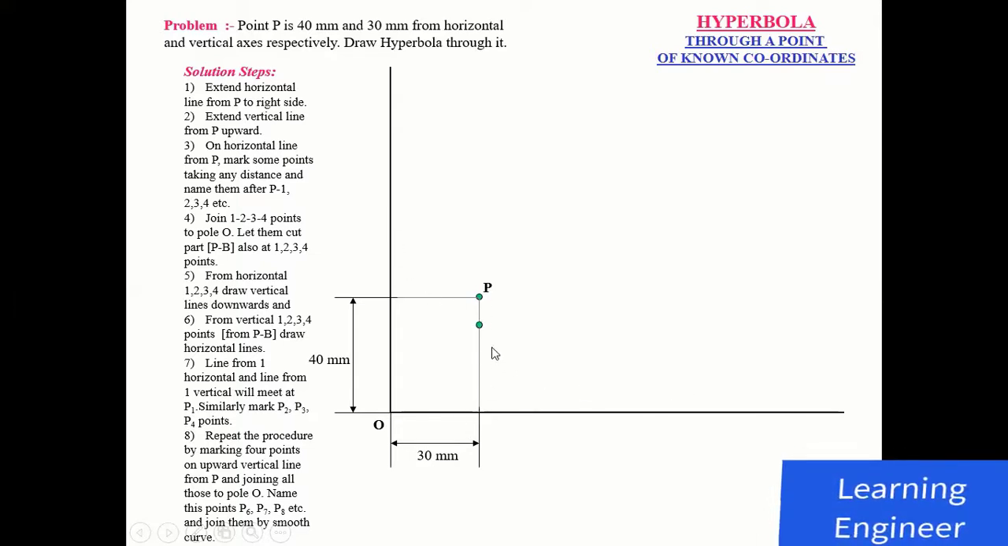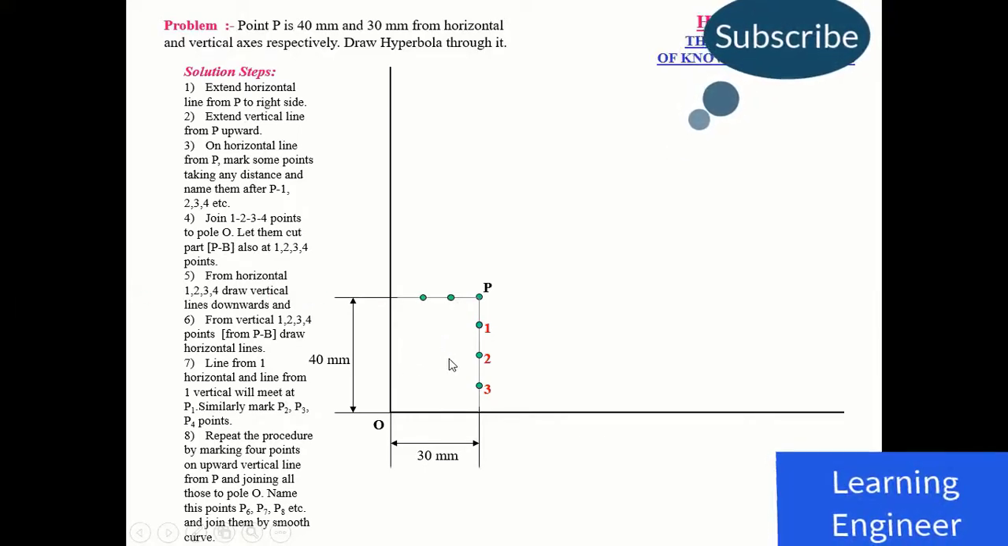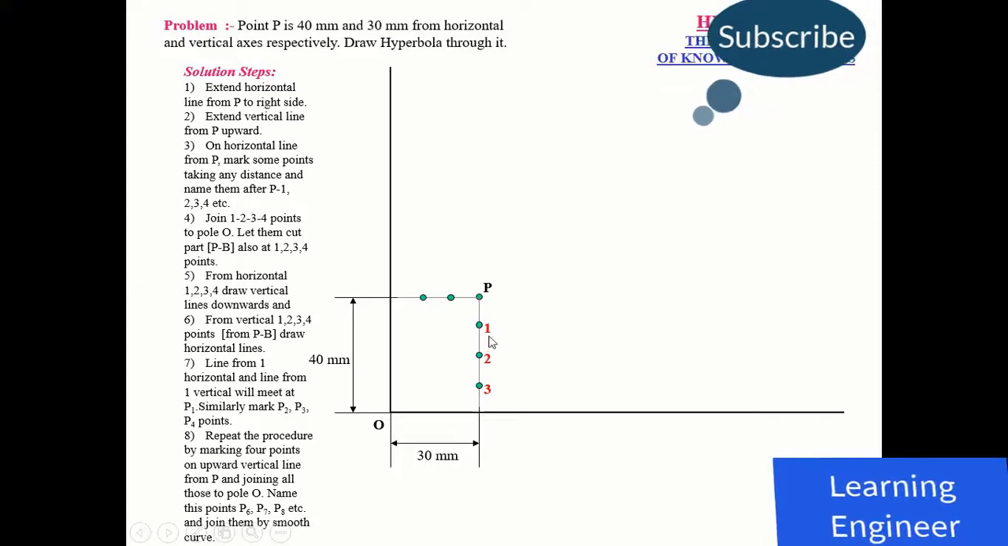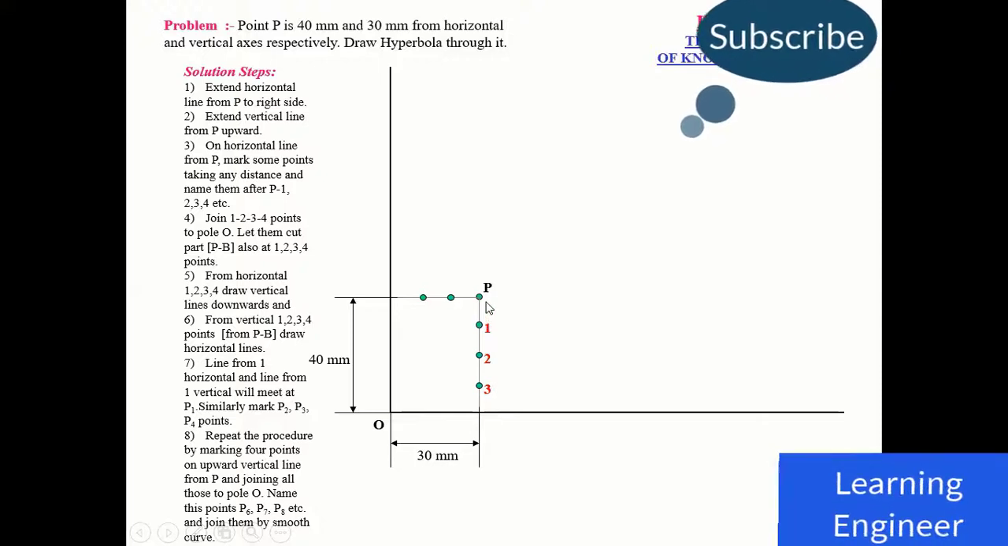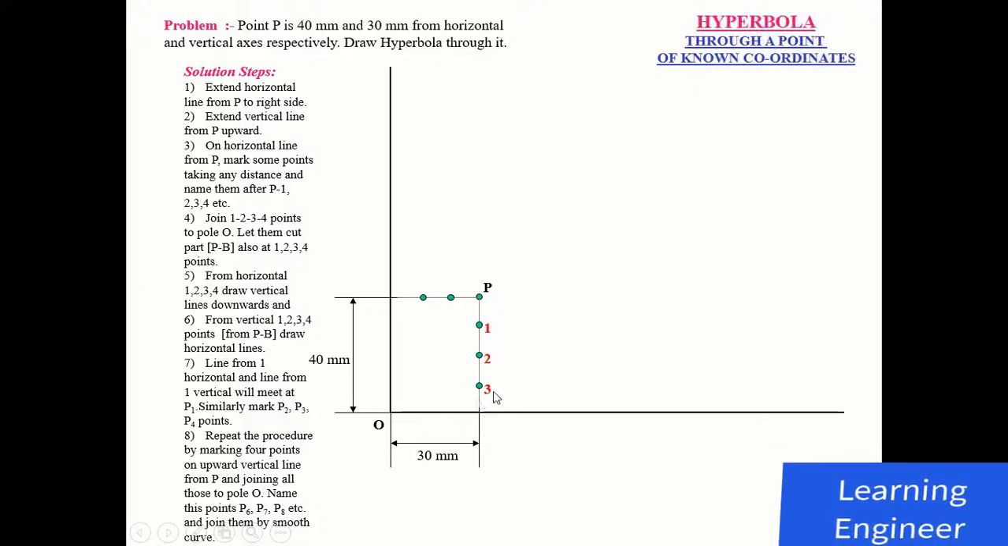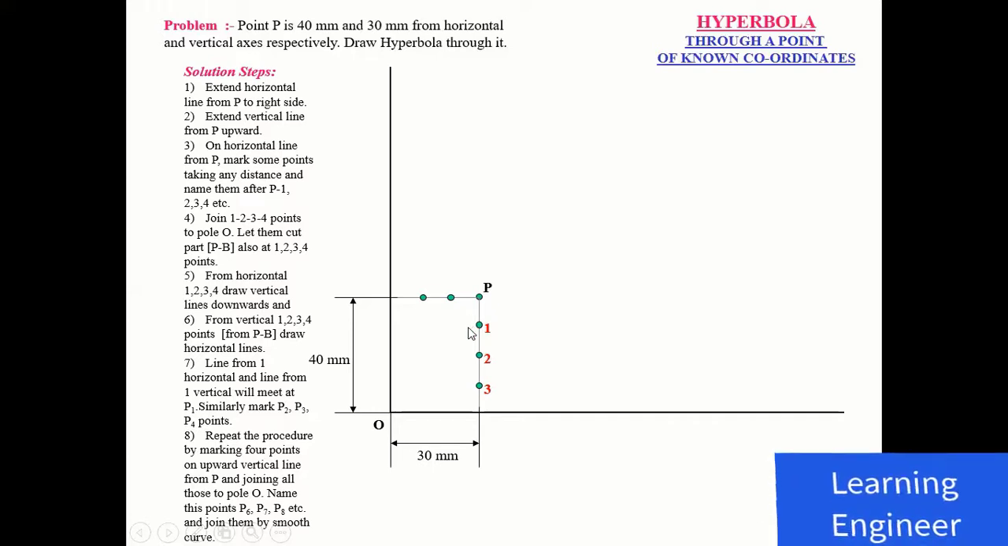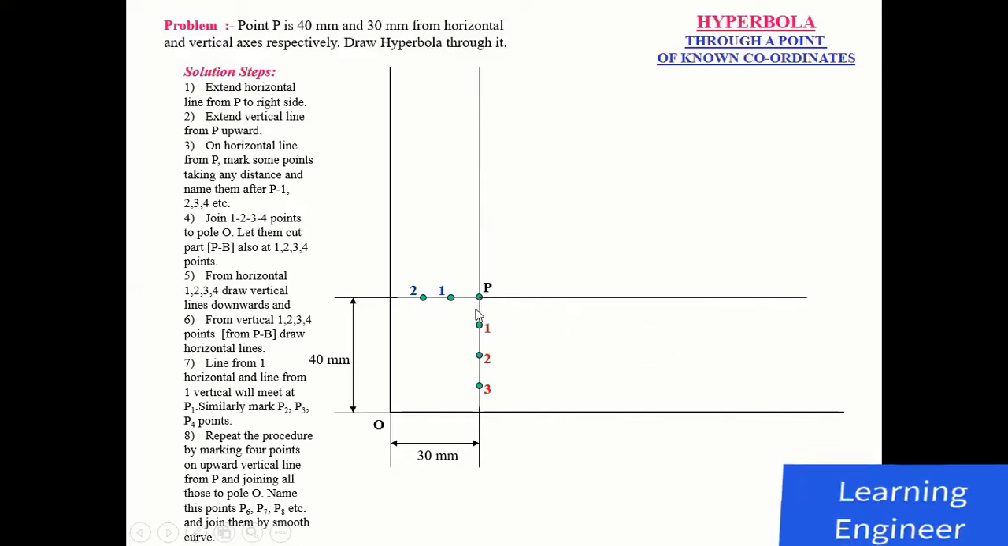This 40 mm line should be divided in 4 equal parts, and we have divided this 30 mm line in 3 equal parts. Now why have we divided in 3 and 4? Because we have taken 10 millimeter to divide this 30 mm and 40 mm. We can go for more than 4 points also. We can divide in 8 equal parts. We can divide this 30 millimeter in 6 equal parts also. That depends on us, but the minimum should be 3 points and 4 points for tracing the path of the hyperbola. Extend the horizontal line and vertical line through this point P.